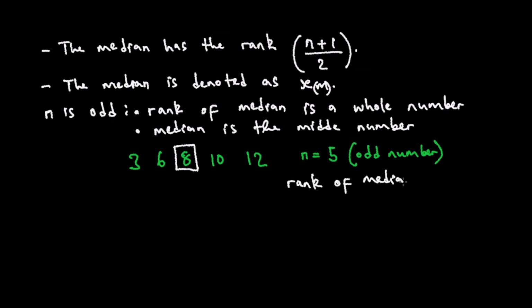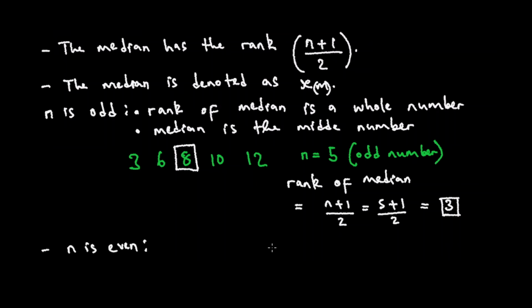So if we wanted the rank of the median, we would say the rank is equal to n plus 1 over 2, which is 5 plus 1 over 2, which is 3. You see that it's a whole number. And this is going to change when n is even.